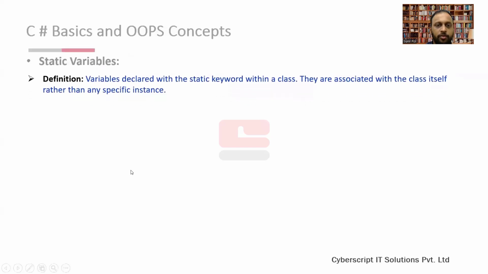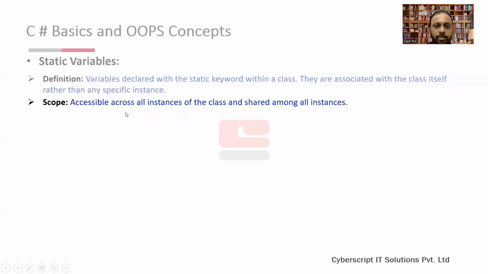Static variables. Variables declared with the static keyword within a class, they are associated with the class itself rather than any specific instance. So to use static variables, we need not to create object of that particular class. We can directly access those variables with the name of class in which they have declared. Scope, accessible across all instances of the class and shared among all instances. In case of instance variable, whenever we creating the object of that class, separate object is created into the memory for those variables. But in case of static variables, same object is shared between all the instances.